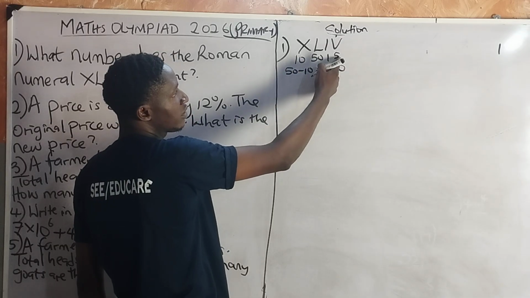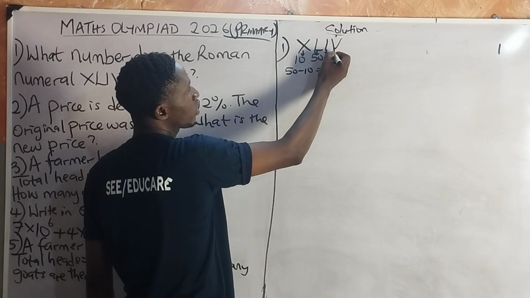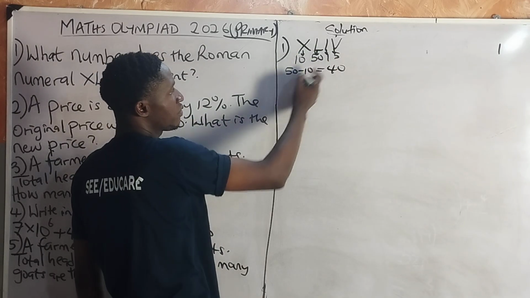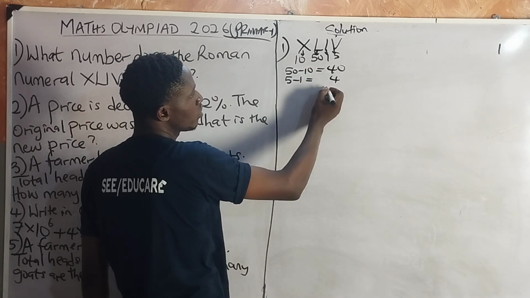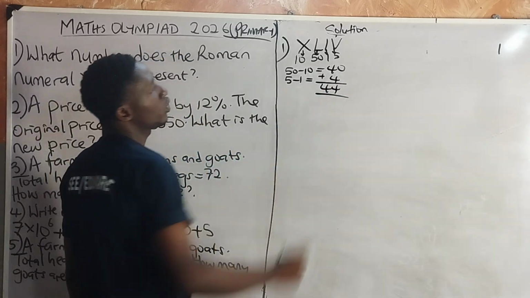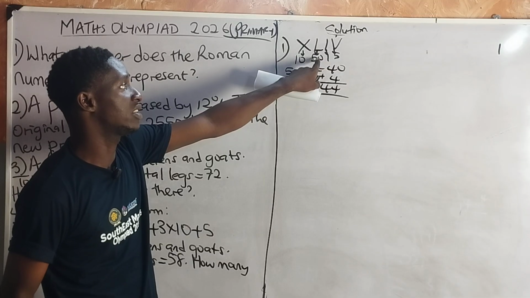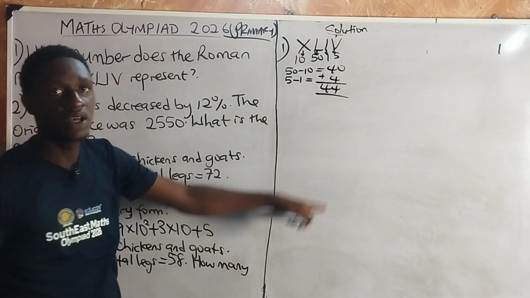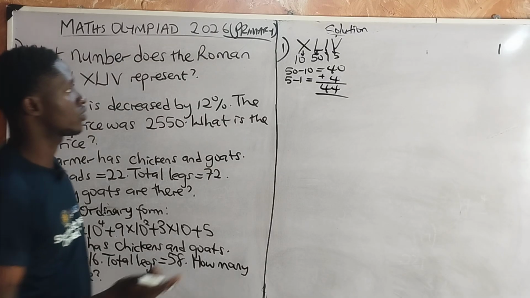1 is less than 5. Let me put an arrow so that you understand what I'm trying to say. 1 is less than 5, so it will be 5 minus 1 is equal to 4. So our answer is 40 plus 4 is 44. So when the number on the left hand side is less than the number on the right hand side, you subtract. So XL, you know, is 40. I'm just showing you an easy route.